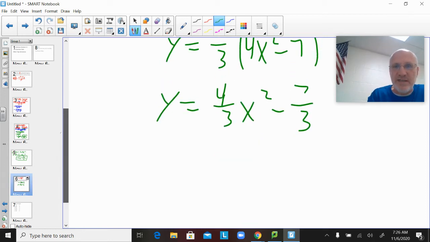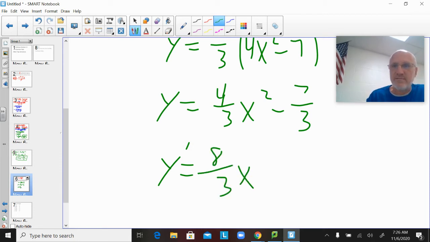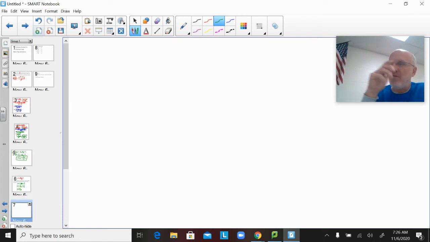The derivative of this is y prime. What's that? 8/3 x. Like, that's it. It would have taken you longer to quotient rule that. You could quotient rule it, but it's not as easy. Now, I just said if it's easily simplifiable, make it not a quotient rule.